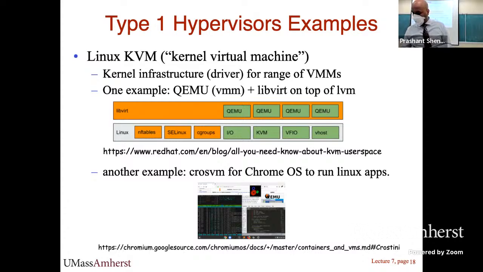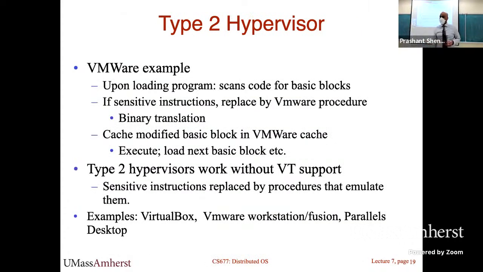So let's talk now about the type 2 hypervisor. A type 2 hypervisor is essentially an application that you run on your host operating system. In that application, you can create virtual machines and you can then boot whatever OS you want on top of it. This is going to be a little different because in this case, the type 2 hypervisor does not have kernel level privileges because it's running like a standard user application. And then there is an OS running inside that application.